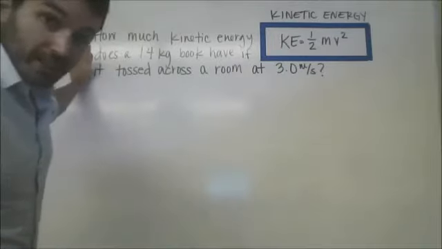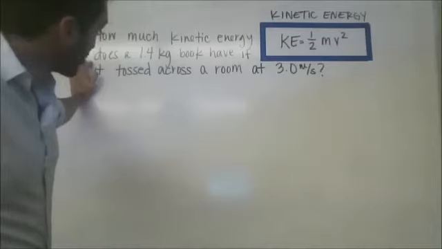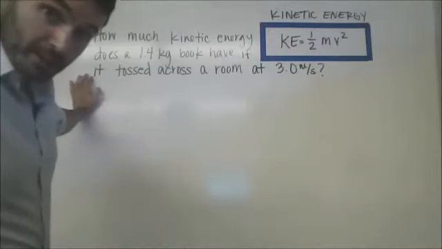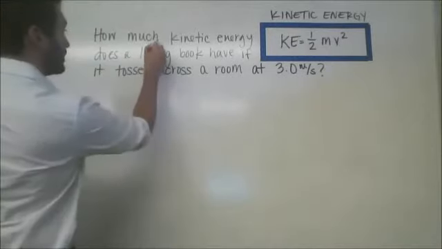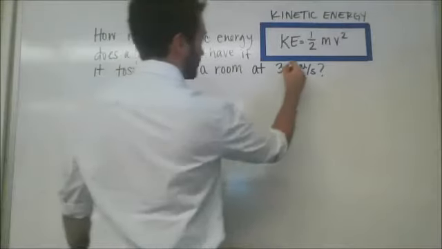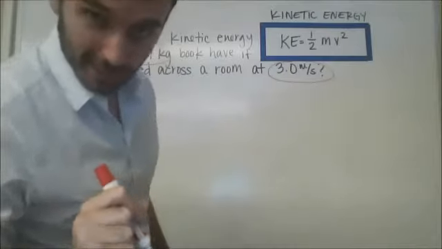How much kinetic energy does a 1.4 kilogram book have if it is tossed across the room at 3.0 meters per second? Pick out what we know. We know that it has a mass of 1.4 kilograms. We know it has a velocity of 3.0 meters per second. And I think that's all we need. So let's plug it in.